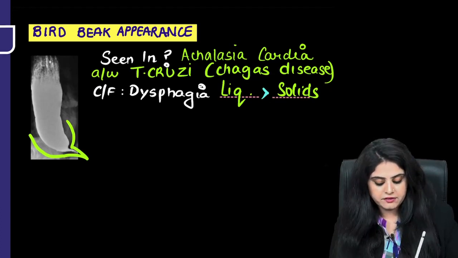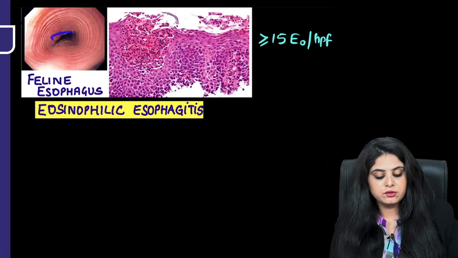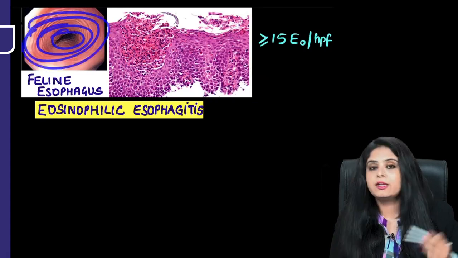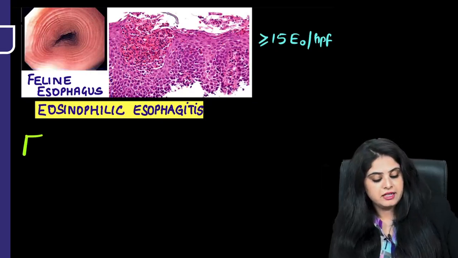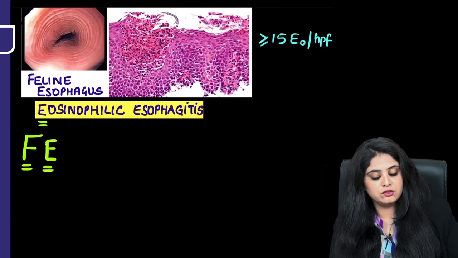The second one is referred to as when the esophagus starts looking like a cat. Esophagus is looking like stripes of a cat. That is feline esophagus. Feline esophagus kab dikhta hai? So the way you say feline anyway sounds like something to do with E, and that is when there are lots of eosinophils.